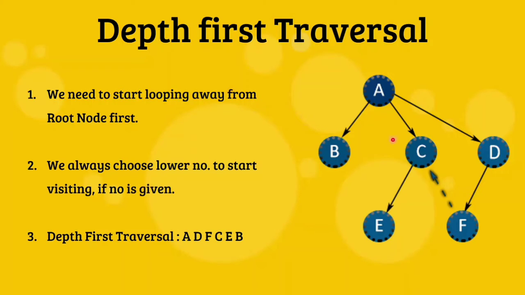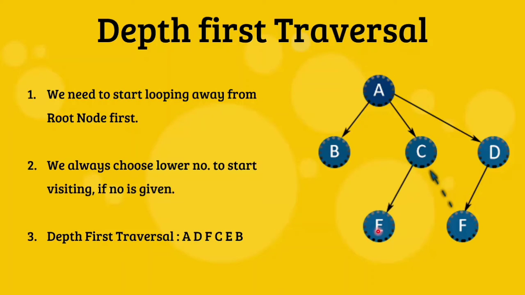So in this case, we have A. Firstly, we will start with A. Then we will go to D. Then go to F. Then again we will come to D. There are no further neighbors, so we will again go to A. Then from there we will come to C. And from C we again have a deeper child, E. So we will go to E.